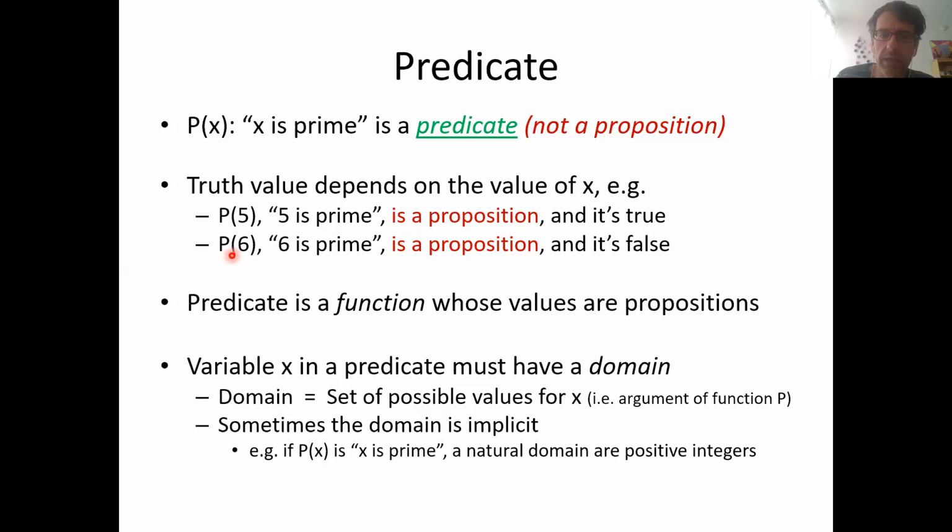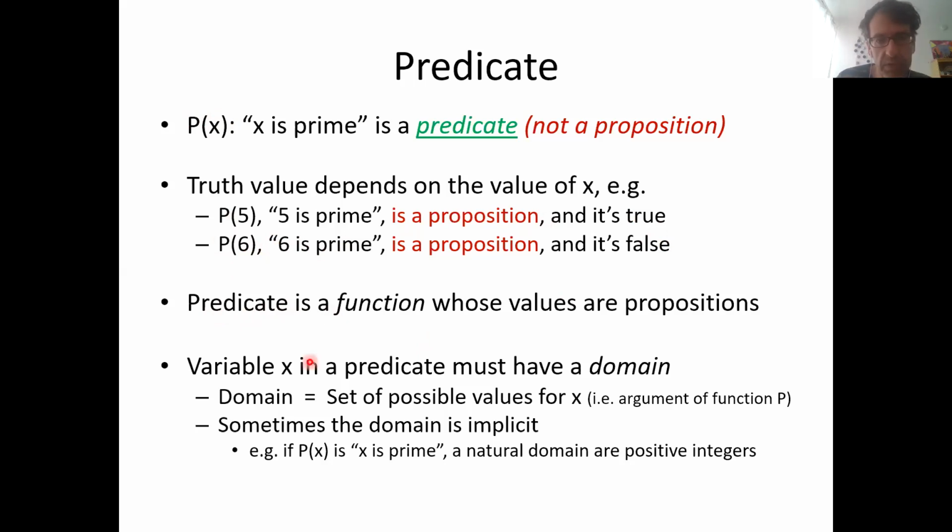For x equals 6, the proposition p of 6, an instantiation of this predicate for x equals 6, is the following proposition: 6 is a prime number. It's either true or false, and it's false, right? 6 is not a prime. 6 is a product of 2 and 3. So predicates can be thought of as functions whose values are propositions.